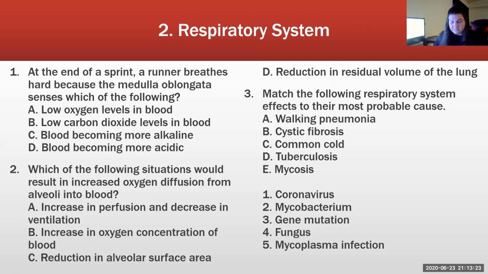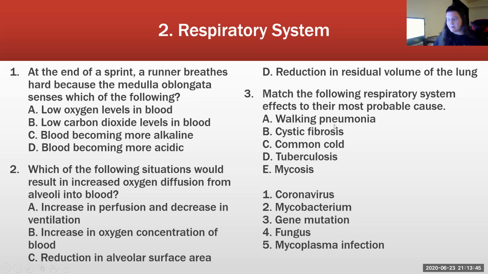A for walking pneumonia is 5. Walking pneumonia is caused by mycoplasma infection. Mycoplasma is bacteria lacking cell walls. They infect upper and lower respiratory tract cells and replicate within them. Symptoms are mild and include headache and cough, but do not require bed rest, hence the name walking pneumonia.